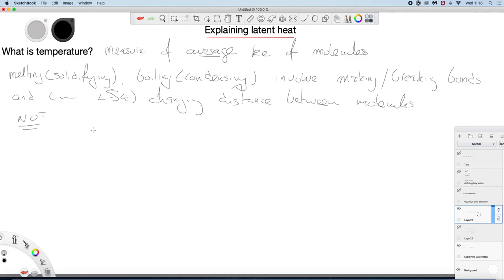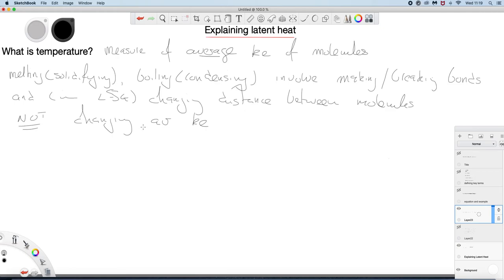We are not changing the average kinetic energy, so we're not changing the temperature. Now, going back to those definitions, you should have noticed, I pointed it out very clearly, that those definitions include the condition of no change in temperature. Because what you want to know here is the minimum amount of energy required or released during that change, and if you change the temperature, then you change that minimum. So no change in temperature is crucial to these definitions, and therefore no change to the average kinetic energy. All we're doing is making or breaking bonds, moving molecules further apart or closer together.